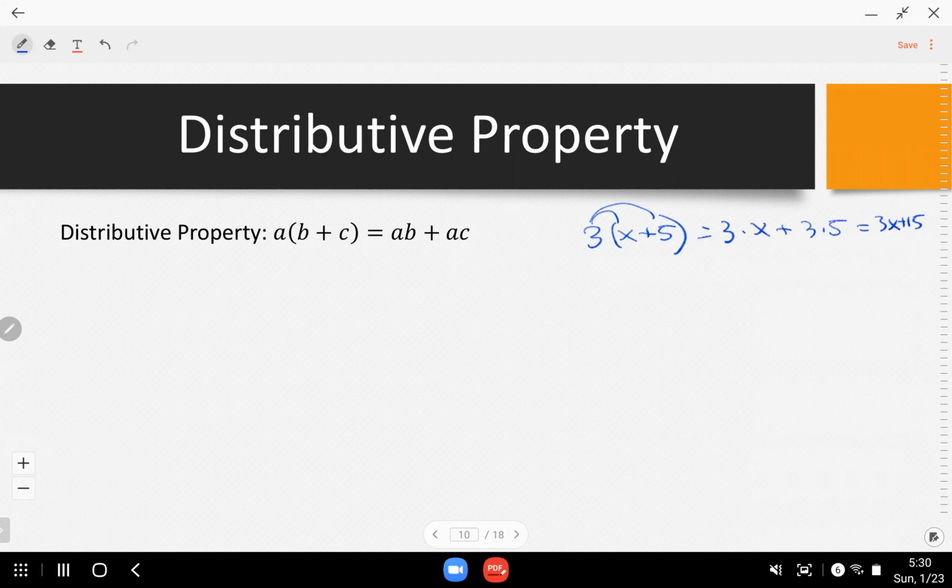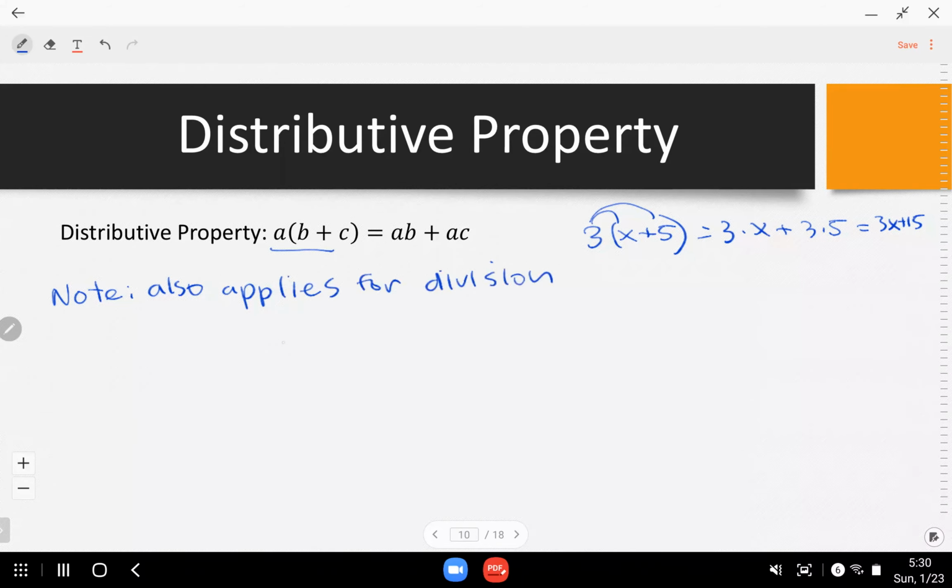Mostly the application of the distributive property in Algebra 1 is going to be multiplication, right? But it also works for division. All right, it also applies for division.